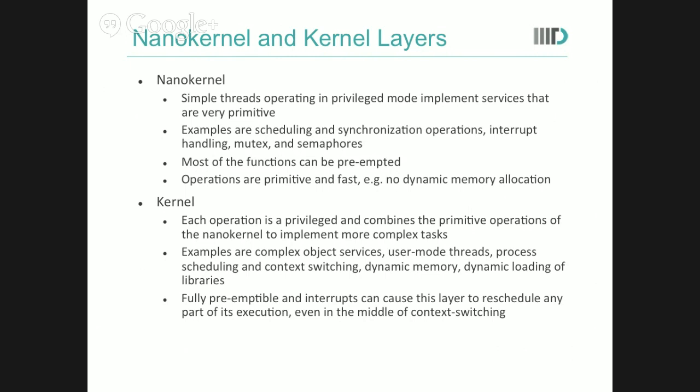Now here it is fully preemptible, and interrupts can cause this layer to reschedule any part of its execution, even in the middle of context switching. So context switching requires you to preempt something, and while you are doing that, you can preempt yourself. It's a recursive thing. Okay, now can you tell me why? This is an exercise. It's a thought question. Why is this saying most of the things are preemptive, and here I am saying everything is preemptive. What is the difference? Why cannot I have that?